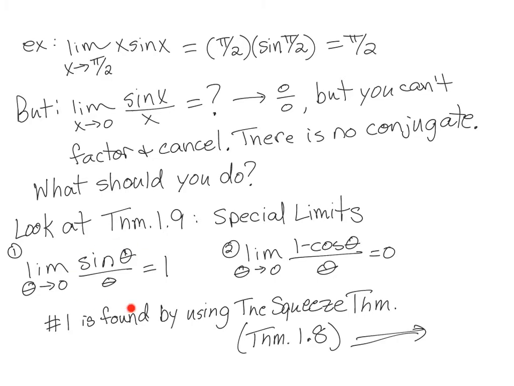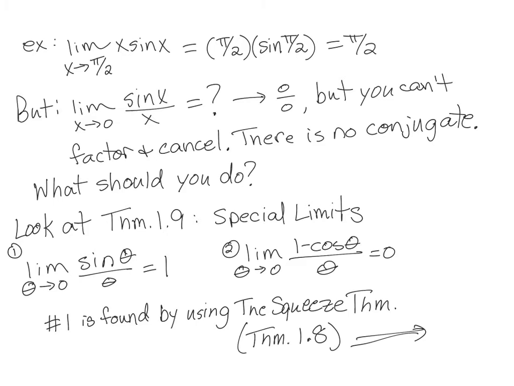And as a consequence of this right here, and I'll show you how that works in a minute, you get this guy right here. If we plug theta equals 0 in right here, cosine of 0 is 1. That's 1 minus 1, 0. And that's 0 over 0. So we can't just plug and chug. We have to know that this is true, and we'll prove it on the next couple of pages.